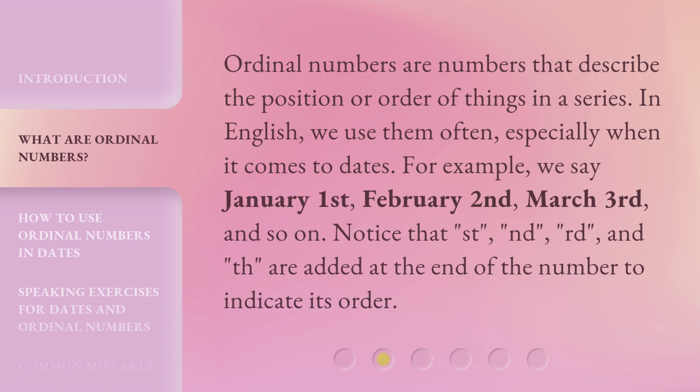Ordinal numbers are numbers that describe the position or order of things in a series. In English, we use them often, especially when it comes to dates. For example, we say January 1st, February 2nd, March 3rd, and so on. Notice that st, nd, rd, and th are added at the end of the number to indicate its order.